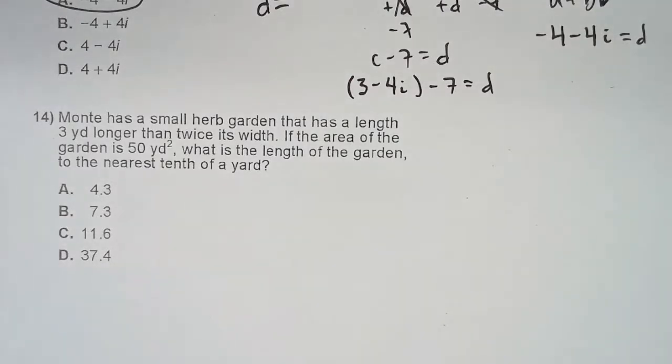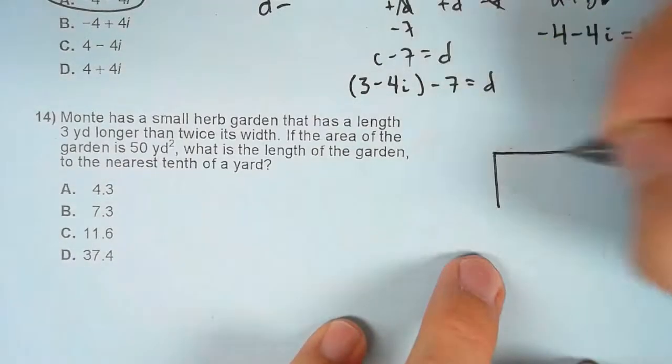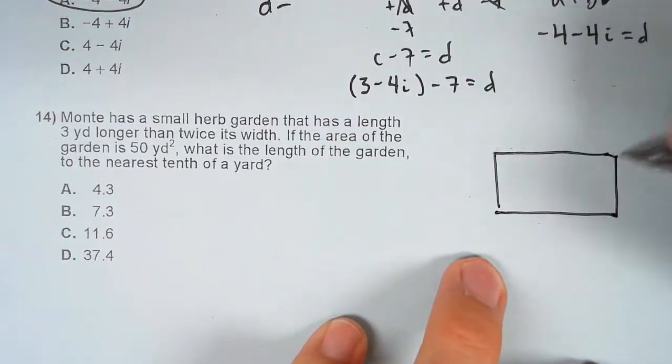So let's just talk about it. What kind of shape is this thing? It doesn't say. It says it's a small herb garden. Is it like a circle? Is it a triangle? Is it some other weird shape? It doesn't say. So I'm just going to go with the traditional garden that is a rectangle. So I'm just going to draw a rectangle.